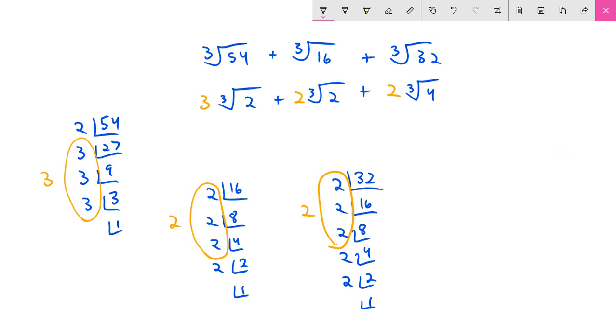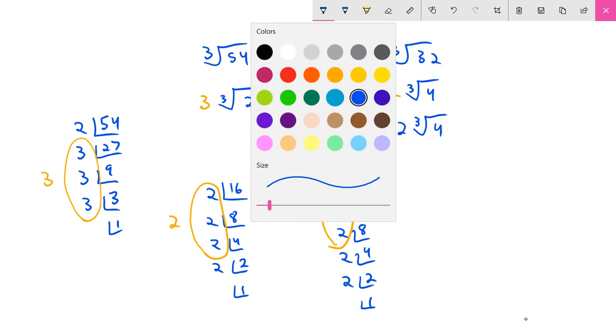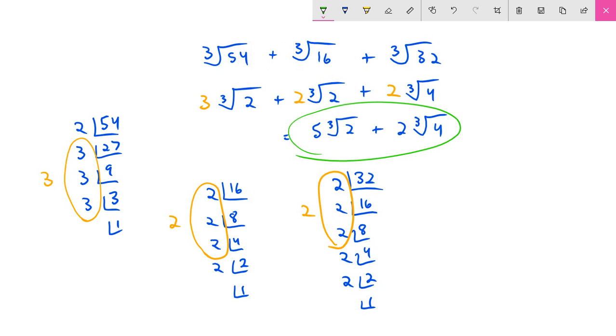All right, so now take a look at this. We have 3 cube roots of 2 plus 2 cube roots of 2 plus 2 cube roots of 4. What would this simplify to? These 2 leftover 2's right here? You multiply them, and that's what's left on the inside. 7 cube roots of 2? How is that? What? 5 cube roots of 2 plus 2 cube roots of 4. Right, remember you can only combine when they have the same index and the same radicand. So you're just simplifying as much as possible. And that would be 5 cube roots of 2 plus 2 cube roots of 4.